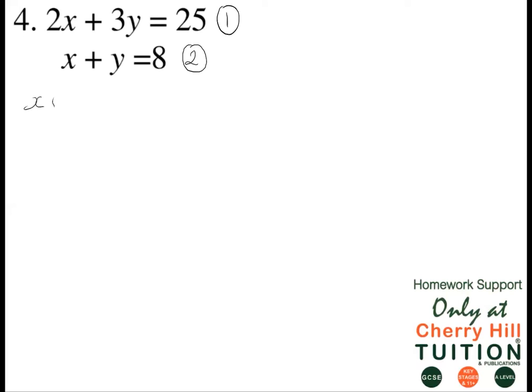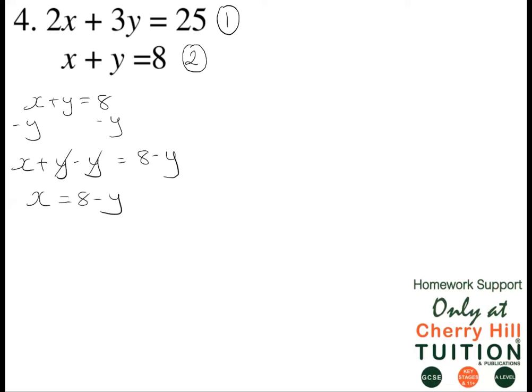So x plus y is equal to 8. I need to make x the subject, so I will minus y on both sides, leaving me with x plus y minus y is equal to 8 minus y. On the left-hand side, the y's cancel out, which means x is equal to 8 minus y. Okay, and I'm going to call this equation 3.